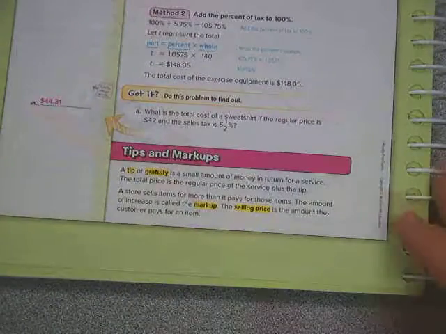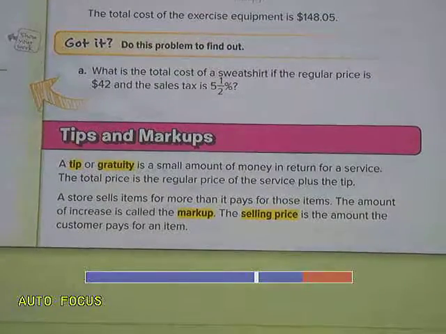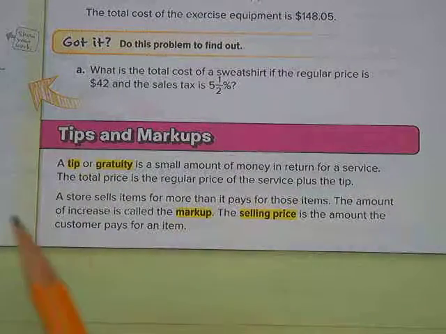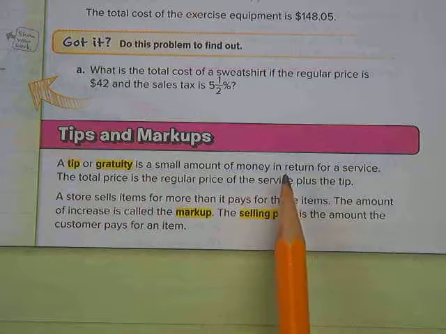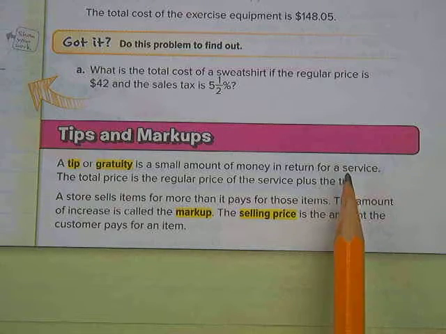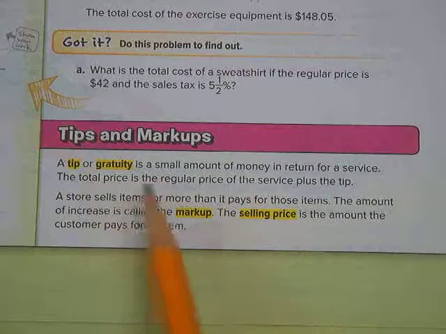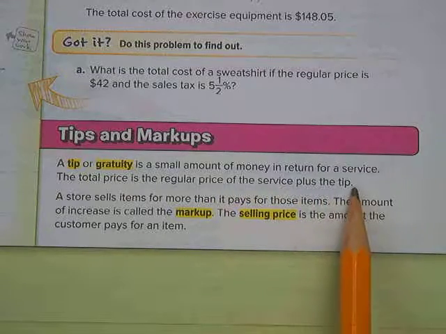Now follow with me at the bottom of page 152. It talks about a couple of other markups. Tax is one markup, something we add to a price, but tip or gratuity is also an amount of money that we give to somebody for service, so usually a waitress or a waiter. So the total price is the regular price of the service plus the tip.